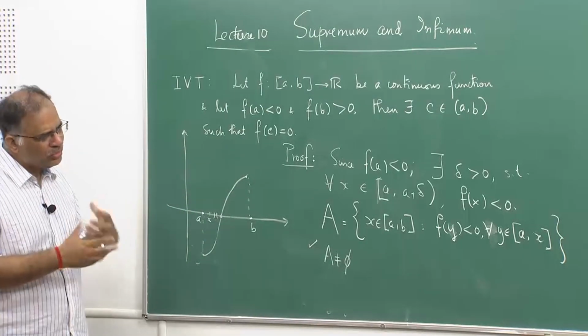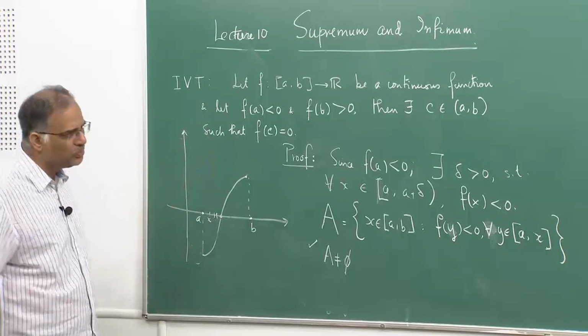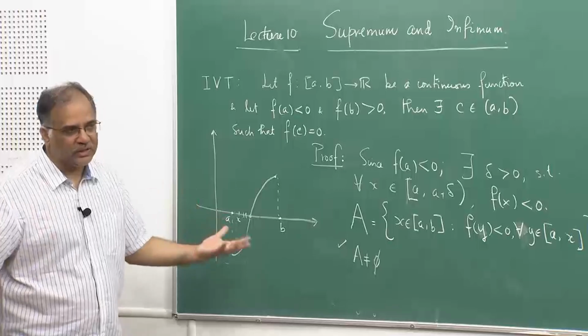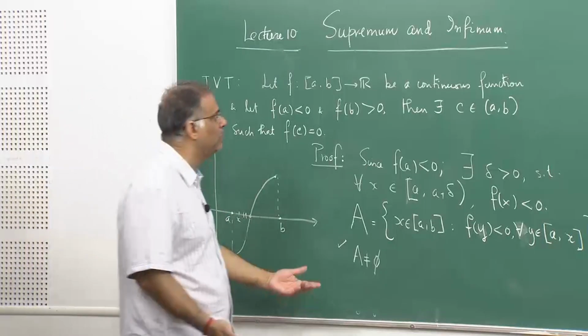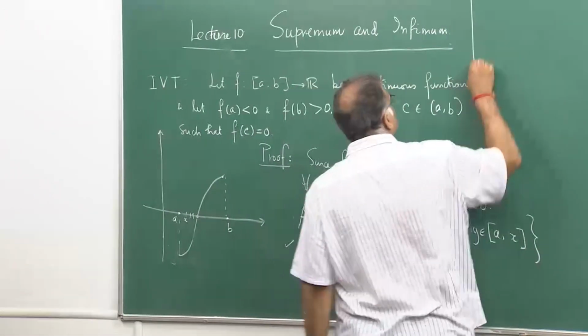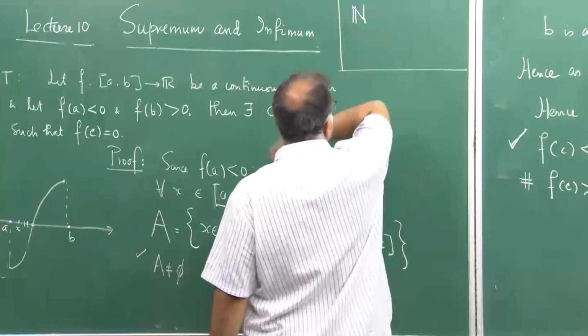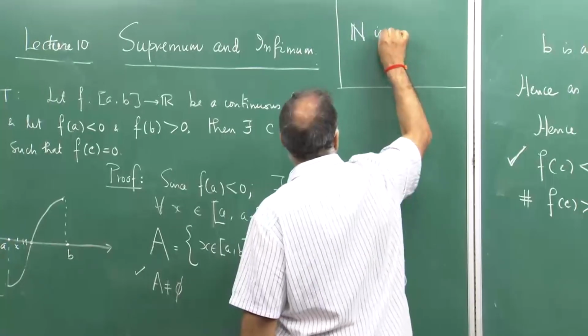So, there are some more things. For example, you can use this idea to prove that the set N is unbounded. The natural number set is unbounded. You can use the idea of supremum and infimum, so that this can be your coffee time thinking. Take a cup of tea or coffee and think about it. N is unbounded.